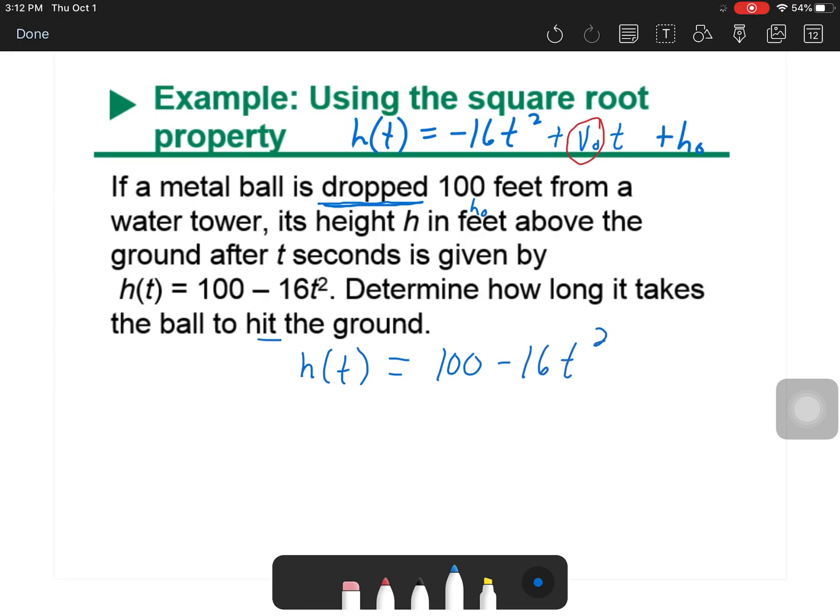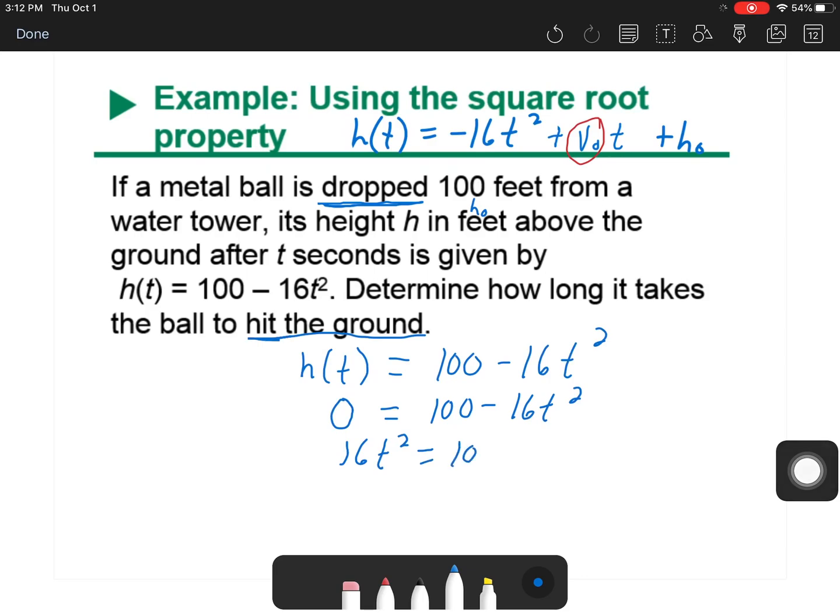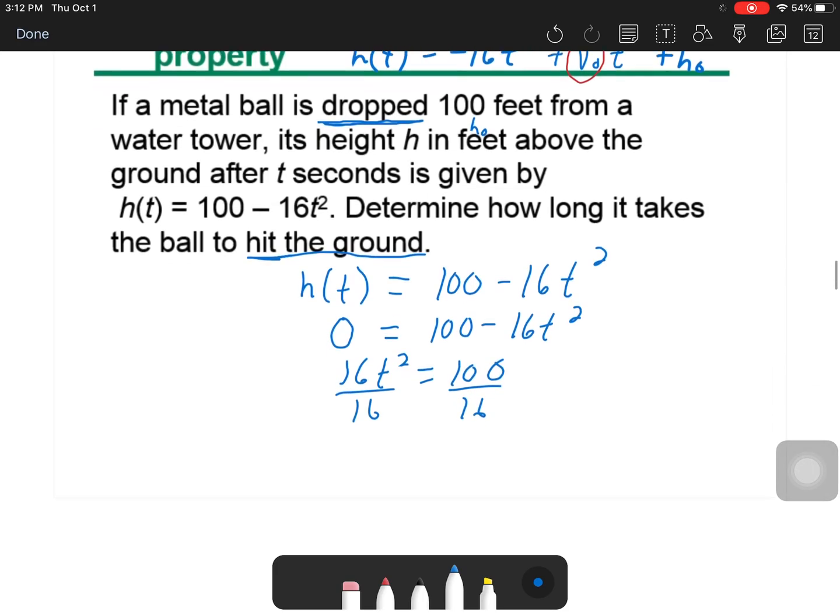Now hitting the ground means that we're going to be at 0 for our ending height. So we'll put a 0 there. And so now I'm going to take 16t squared, add it to this side. And in order to use that square root property, I have to get t squared or x squared, whatever it is, by itself. So I've got 100 over 16. And now I can square root.